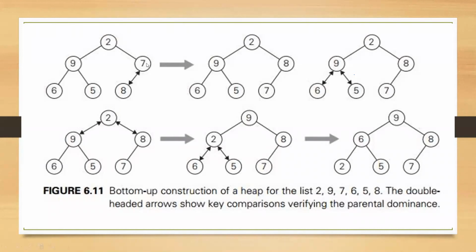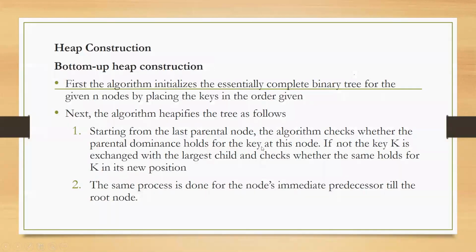First you should take 7, then you should take 9, then you should take 2. Until you reach the root node, you have to do this process. In the first step we took 7, the last parental node. After that, you move to the previous parental node, which is 9. Let us look at the theoretical part. If not, the key is exchanged with the largest child and we check whether the same holds for the key in the new position. The same process is done for the node's immediate predecessor till the root node.